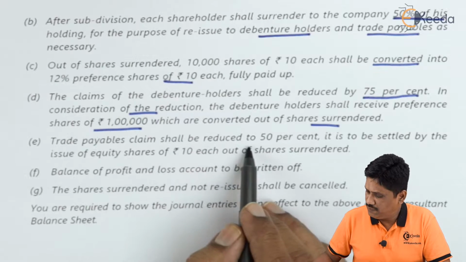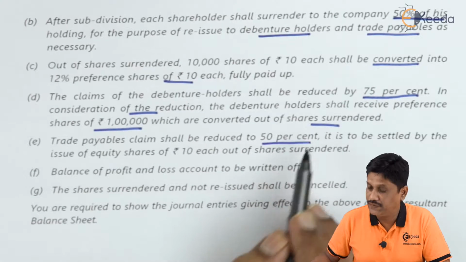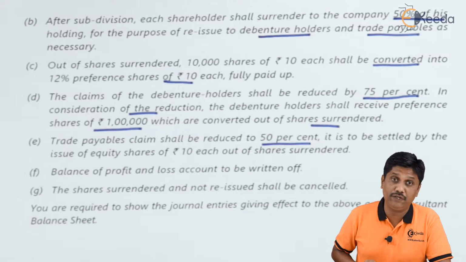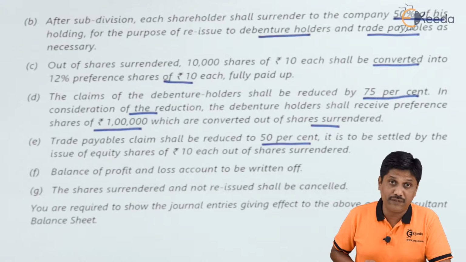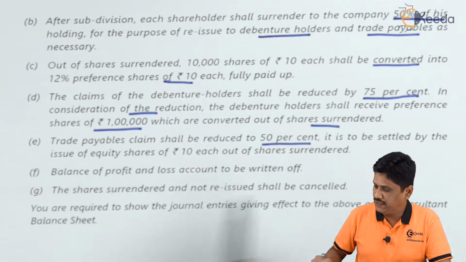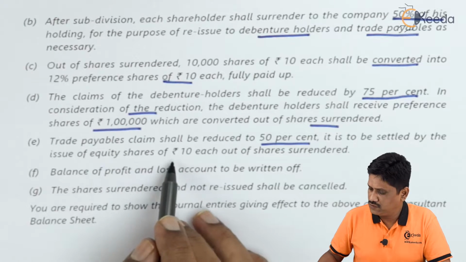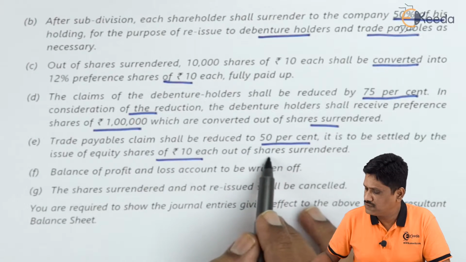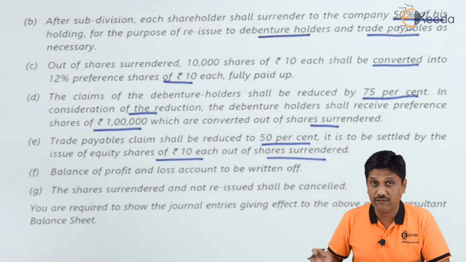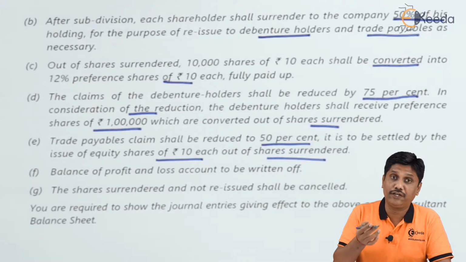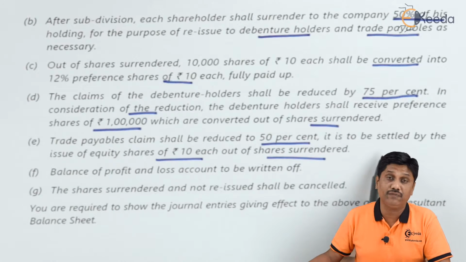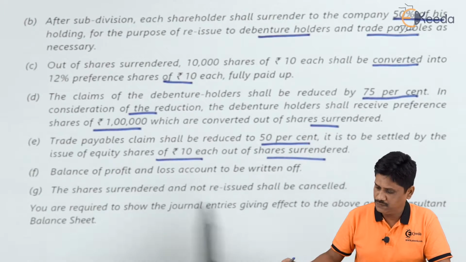Trade payable claim shall be reduced to 50%. They are saying trade payables claim shall be reduced to 50%, means it is reduced by 50%. It is to be settled by issue of equity shares of rupees 10 each out of shares surrendered, and after the reduction, in consideration of that we are giving them shares which were already surrendered.